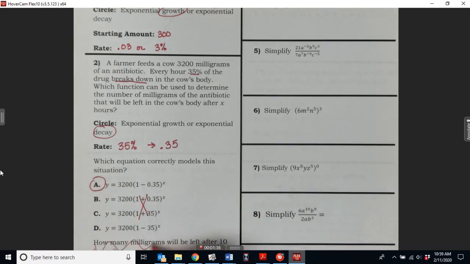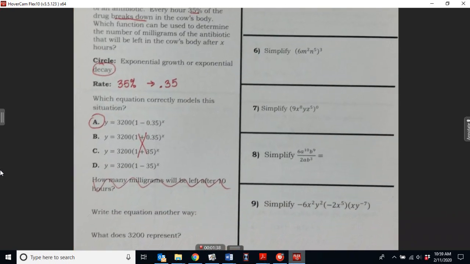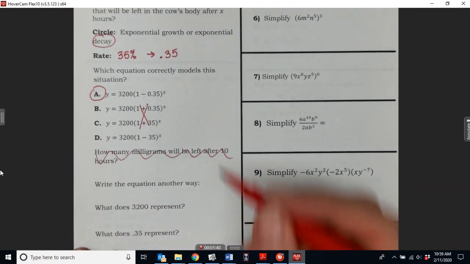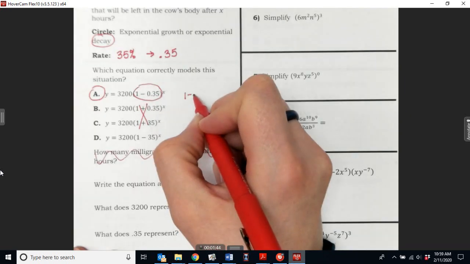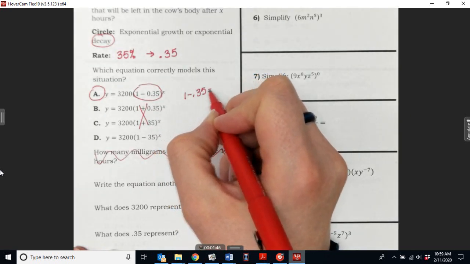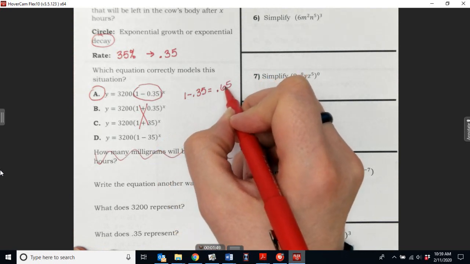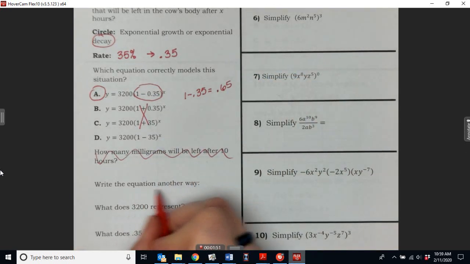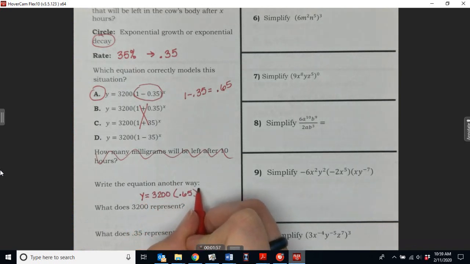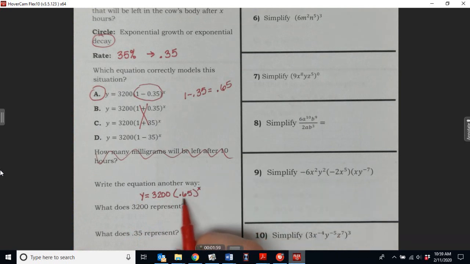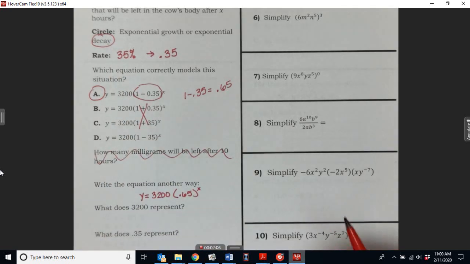Now, we're not going to figure out how much is left after 10 hours, but we are going to write the equation another way. And simply put, we're going to take what's inside the parentheses, 1 minus 0.35. We're going to subtract it and get 0.65. And so my equation would be y equals 3,200 times 0.65 to the power of x. Seeing that this is smaller than 1 also reminds us that it's exponential decay.